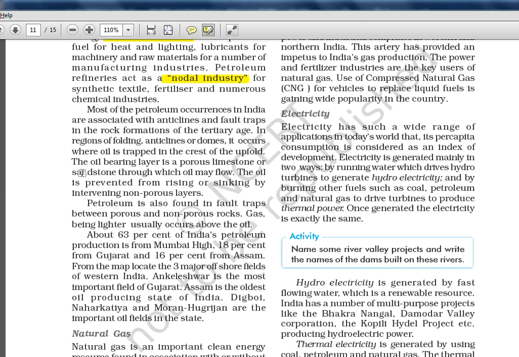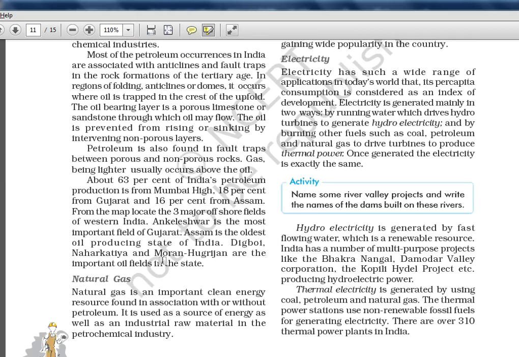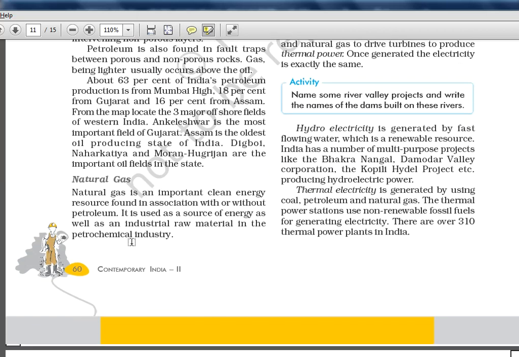Then again petroleum, lot of stats, we don't need it. Locations we can see Mumbai High, then Ankleshwar in Gujarat, Assam we have the Digboy. So these are the places of petroleum.